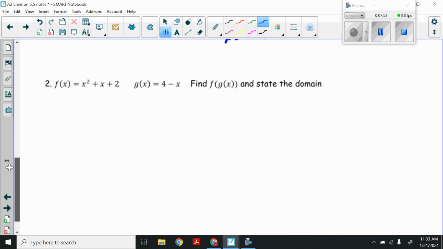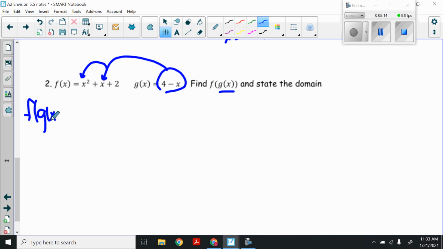Try that again. So number 2, f of x is x squared plus x plus 2. G of x is 4 minus x. Find f of g of x, state the domain. Again, they gave me g on the inside, so I start with the g. I plug it in over here for every x. Okay. So f of g of x is equal to, instead of x squared, I'm going to have 4 minus x, quantity squared. Plus, instead of x, 4 minus x, plus 2.